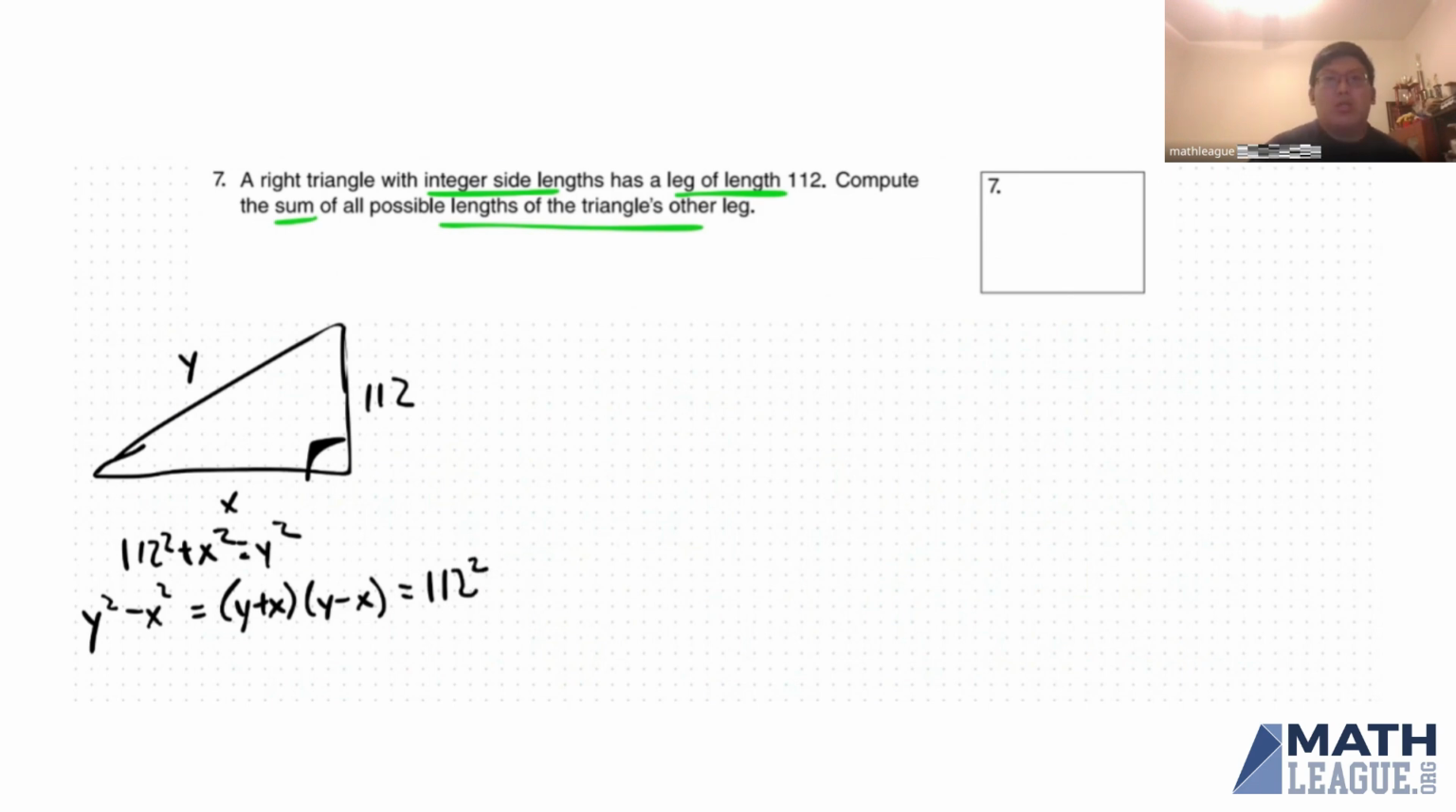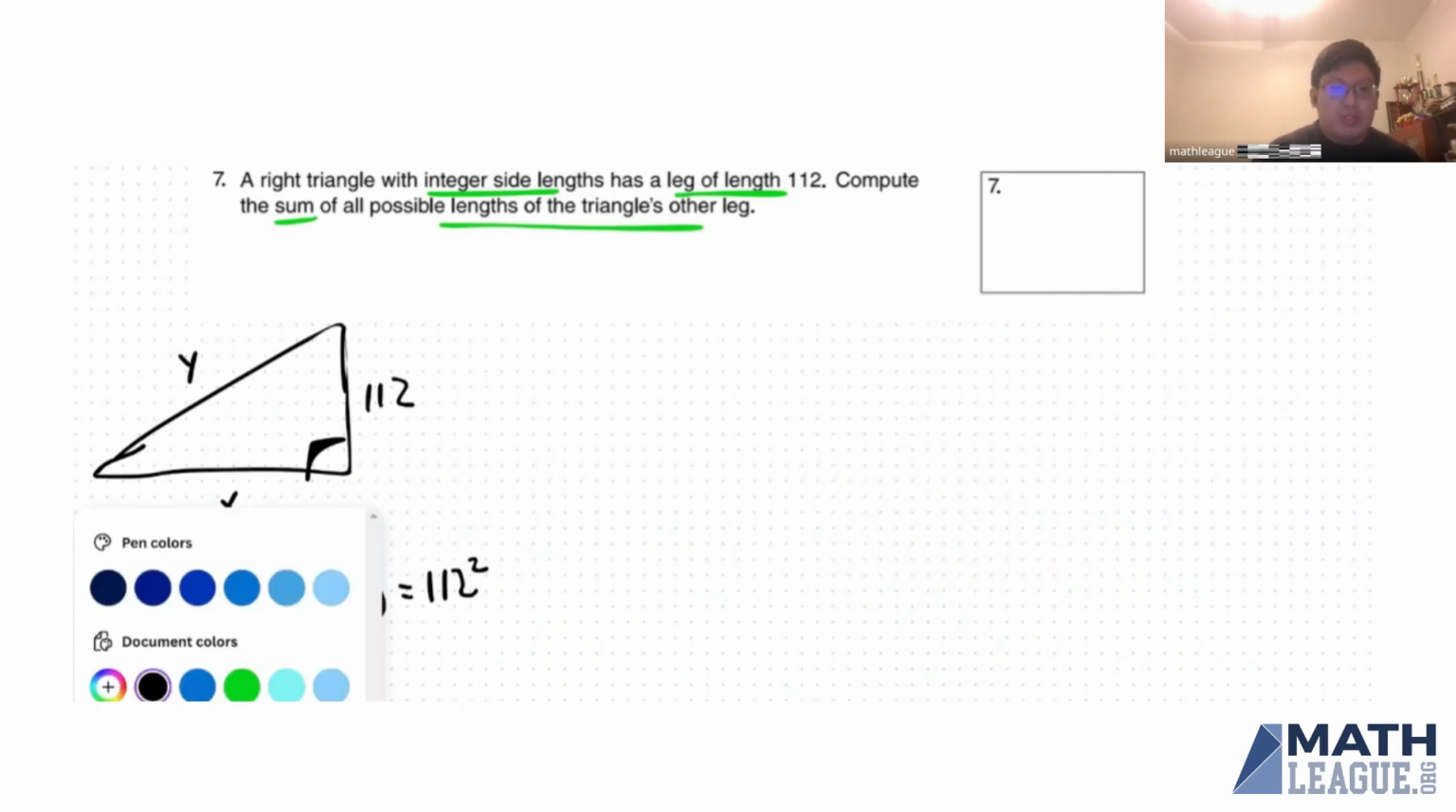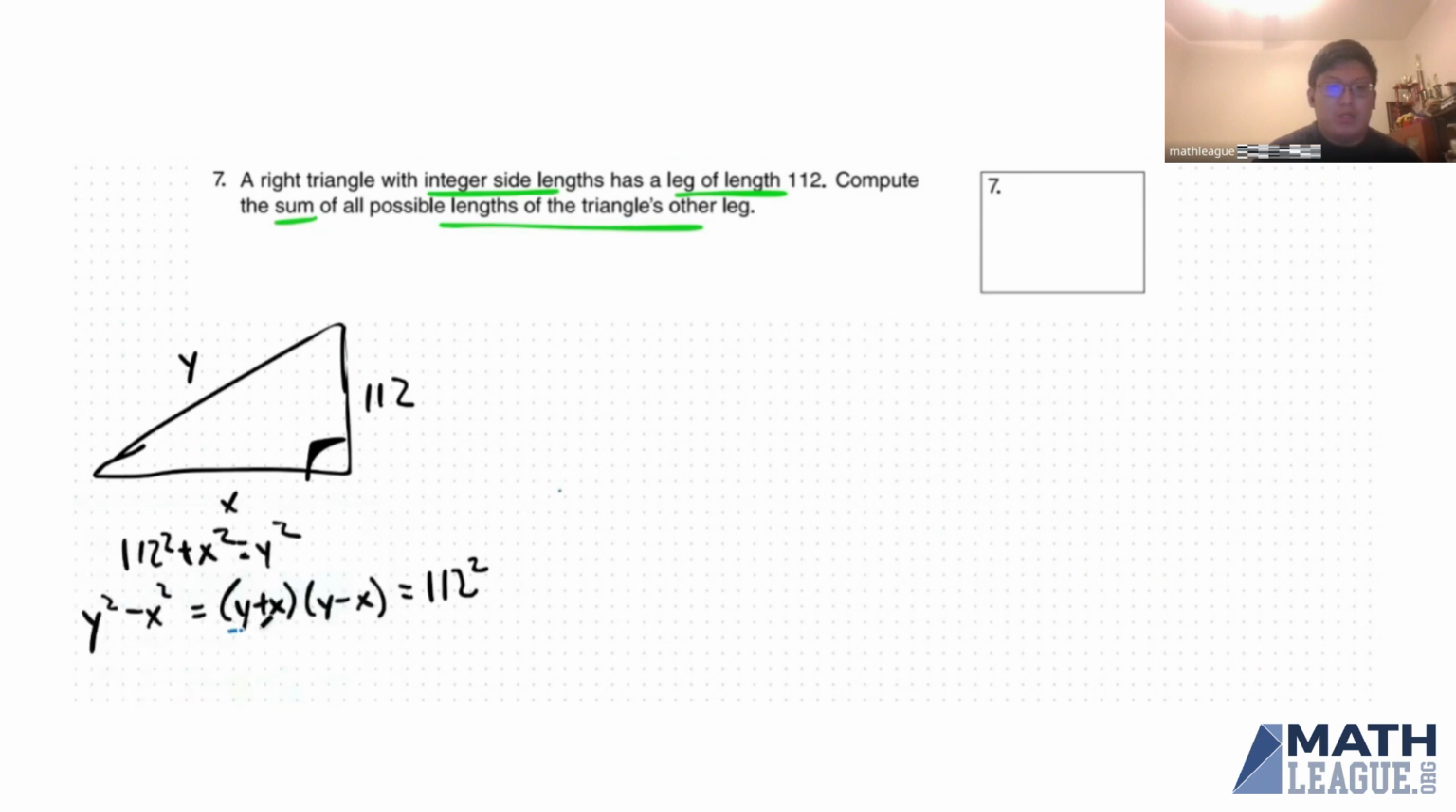Now, what can we note here? We know that x and y are integers, right? So if x and y are integers, then their sum and their difference, in other words, y plus x and y minus x, need to have the same parity. In other words, they need to be both even or both odd. Because if one of x and y is odd and one is even, then their sum and their difference are both odd. If x and y are both even, or both odd, then their sum and their difference will both be even.